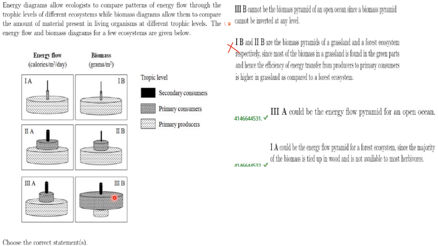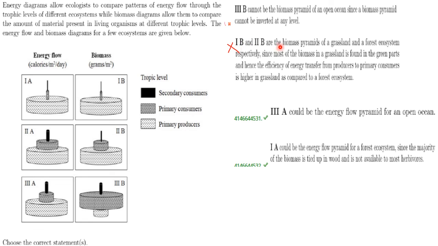So first option, 3B, that is this one, cannot be the biomass pyramid of an open ocean since a biomass pyramid cannot be inverted at any level. The pyramid of biomass in ocean is generally inverted because the biomass of fishes far exceeds that of the phytoplanktons. So option 1 is not correct.